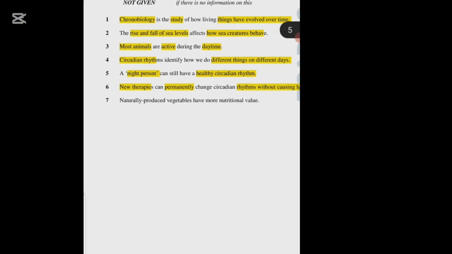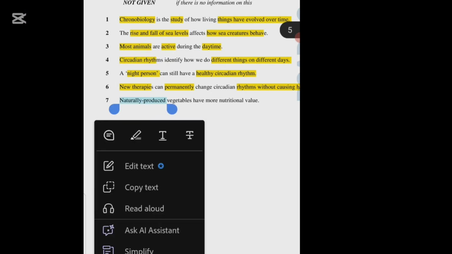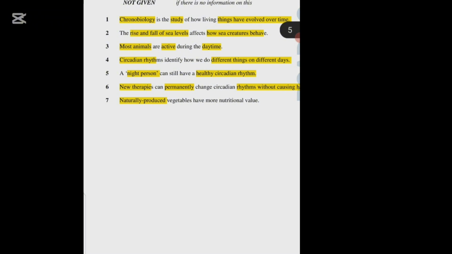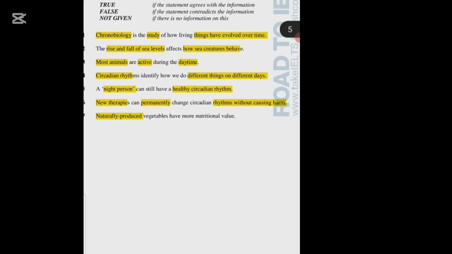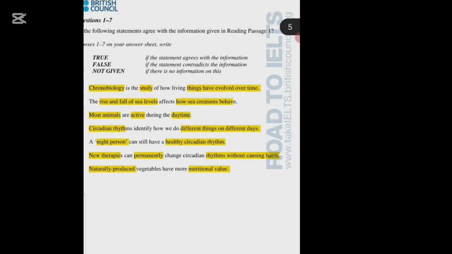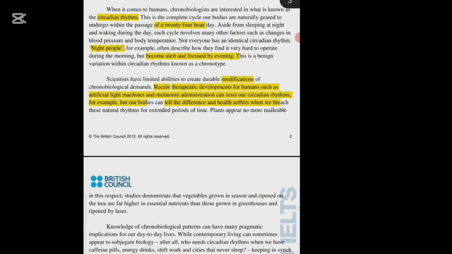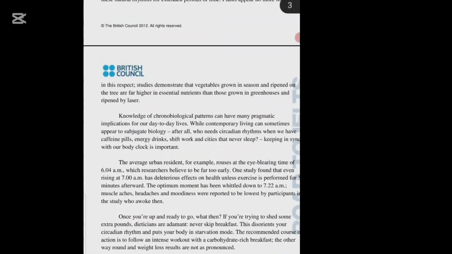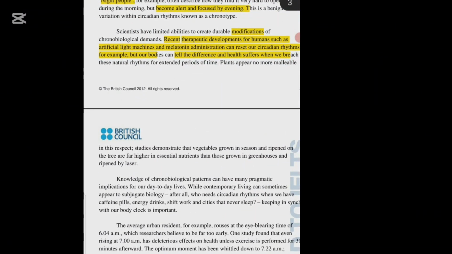The final question for this question type: naturally produced vegetables have more nutritional value. Keywords: naturally produced vegetables, more nutritional value. So I want to highlight that. Naturally produced can be rephrased. Of course, it's a common word and it can be rephrased. So it can be plants that grow on their own, plants that grow without any kind of mechanical fertilization. So expect that to be coming anyway.